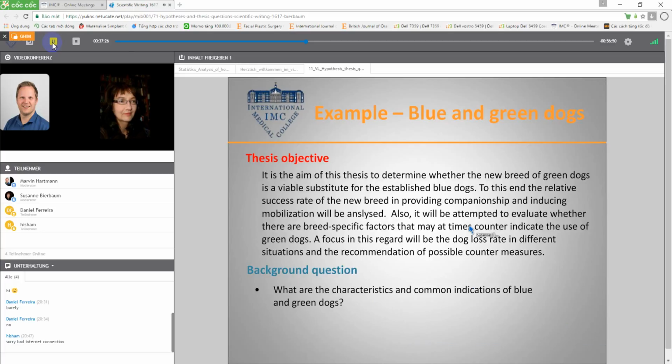So, what are viable questions? For the background, sure. What's the object of your comparison? What are the characteristics and common indications of 2 different implant types, 2 different dog types, 2 different surgical methods? Background. What does the reader have to know to really understand what you see later? Like I said, not a necessary question.